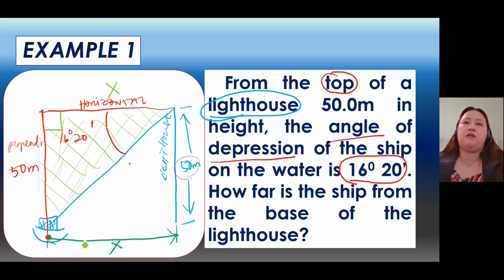That's it. Now, I'll switch to the black screen. So we're going to draw the right triangle. Remember, we have the horizontal. So this is the horizontal, and then we have the perpendicular. Remember that the horizontal is x, and the perpendicular measures 50 meters based on our illustration.